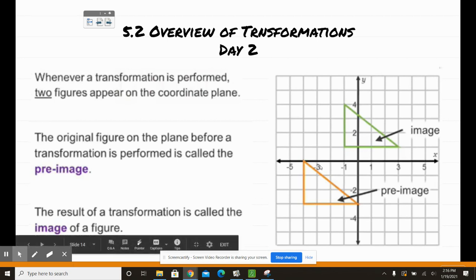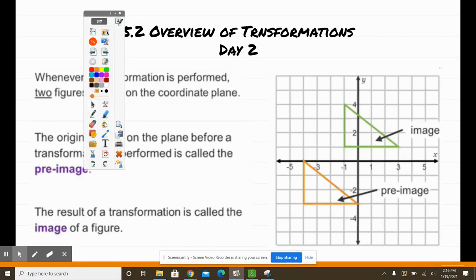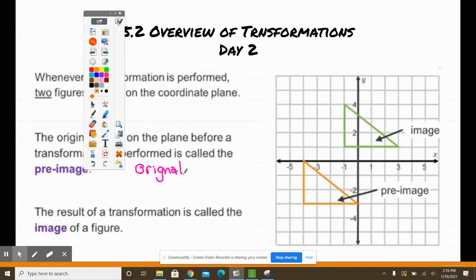You'll have a total of 2 figures. You're going to have the original, which we call the pre-image. That is the original. And then you'll have the image, which is the new guy, the moved figure. Okay. So what we do with the original, we're going to talk about on the next page, is those get the letters like we kind of talked about, just regular A, B, C. And then the new guy gets what we call the prime marking, the A prime, the B prime, and the C prime.